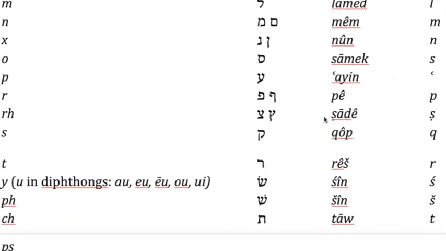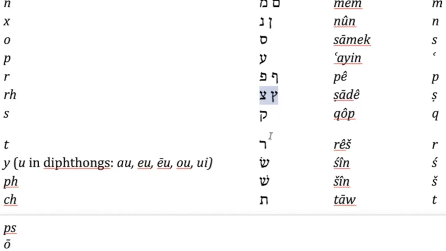Tsade is a TS sound, a tsa, tsa, tsade. It is an S with a little dot underneath. And it kind of looks like a funny man who's leaning back and praying. And then it changes form at the end of a word.